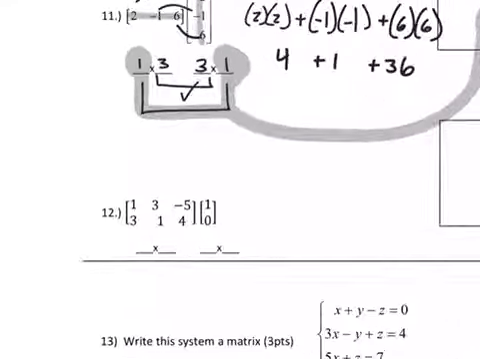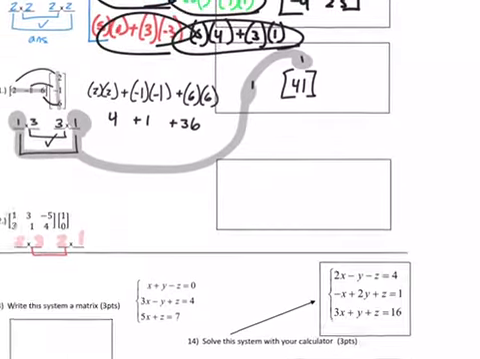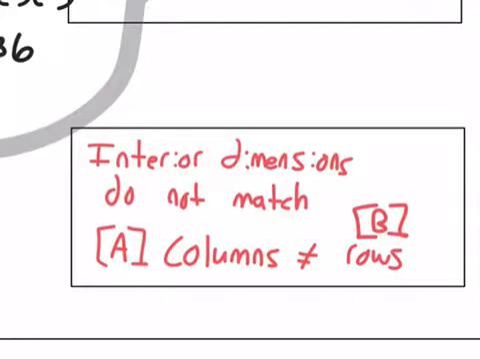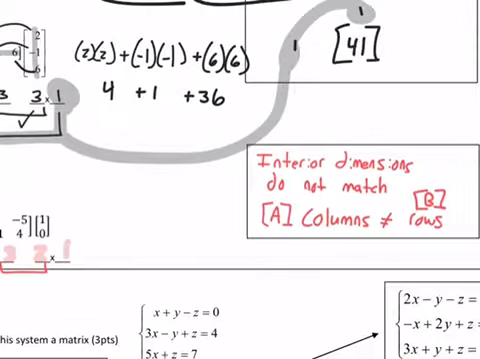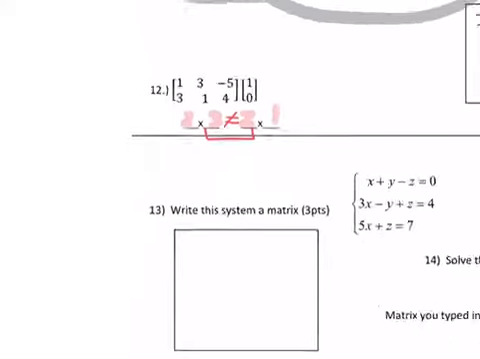All right. This last one here, we've got a 2 by 3 and a 2 by 1. These don't match up, right? So we could say over here something like this. The interior dimensions do not match. A's columns do not match up with B's rows. 3 is not equal to 2 here. Those cannot multiply.